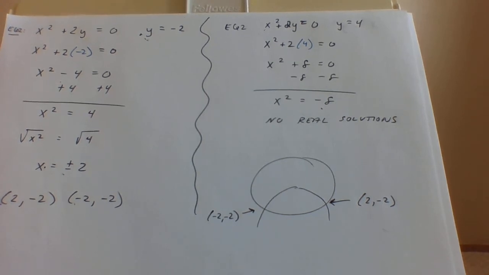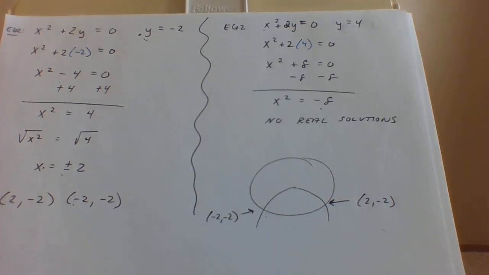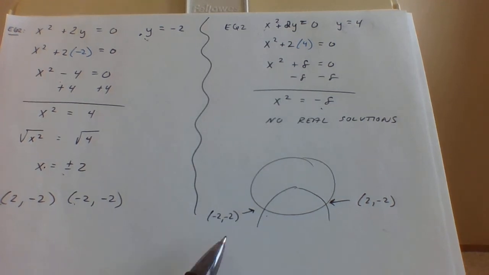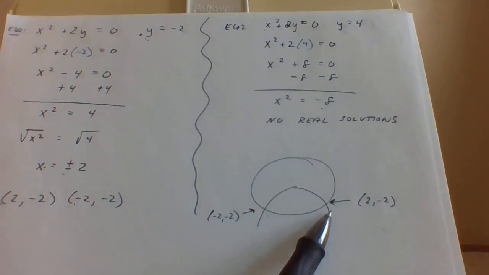If you use your graphing calculator or Desmos to go ahead and graph these equations, you would notice that they only have 2 intersection points, and these would be the 2 points that we found. This left-hand point of intersection would have been your point -2, -2, and over here would have been the point 2, -2.